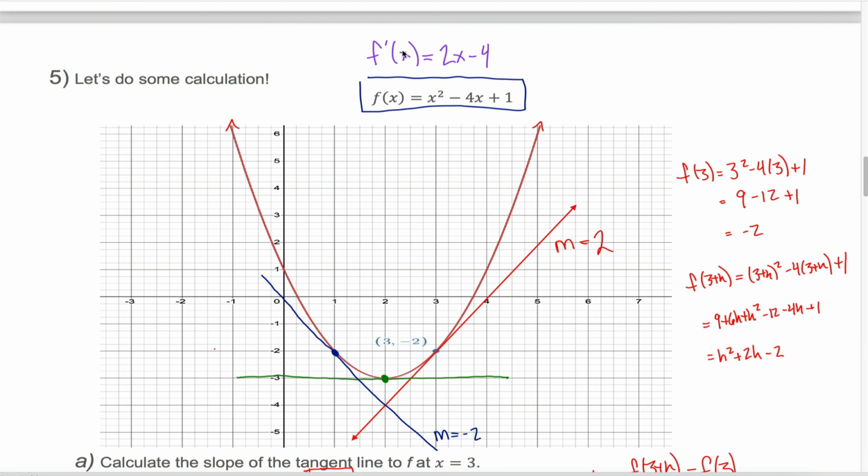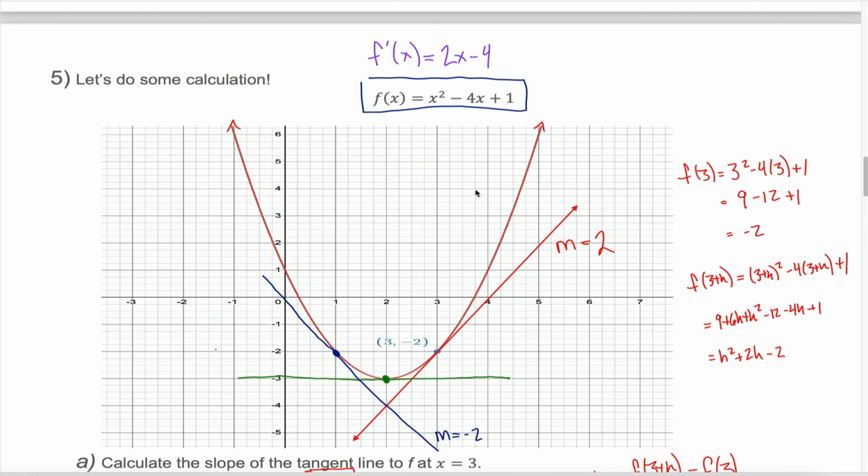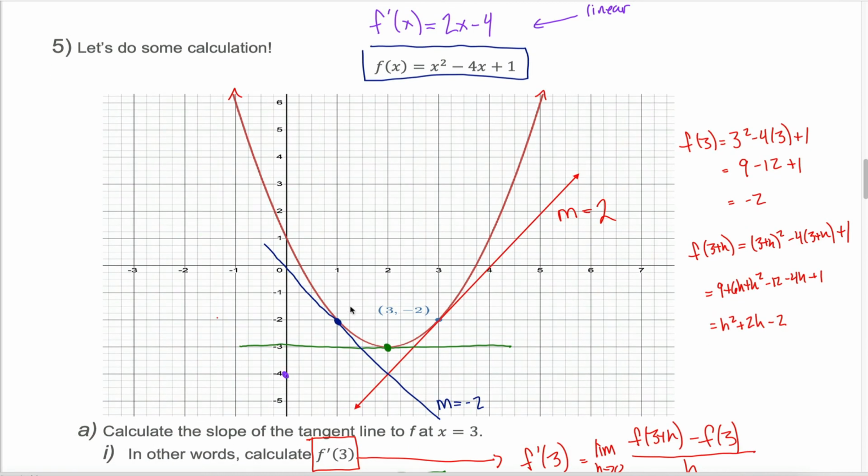This machine takes x values as their inputs and outputs the slope of the tangent line to this function at that x coordinate. If I graph 2x minus 4, you might recognize that this is a linear equation. It fits the form y equals mx plus b. The y-intercept is negative 4, and the slope is 2. So it's this line that's poorly drawn in purple. The height of this graph in purple tells you the slope of the tangent line to the graph in red.